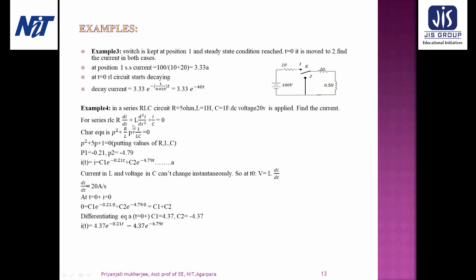So next, let's take an example. A series RLC circuit is considered here. R, L and C values are given and a DC voltage of 20 volt is applied. We need to find the current.